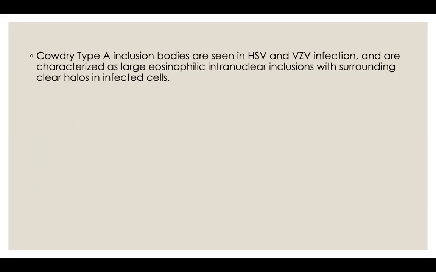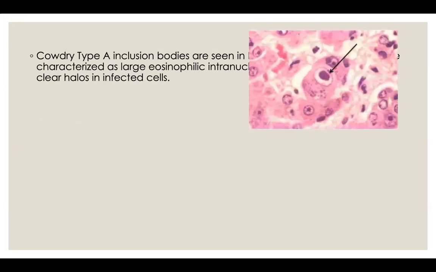As you know, because it's present in the herpes simplex and the varicella zoster infection, and usually they are characterized by the large eosinophilic intranuclear inclusion surrounded by the clear halo. Okay, just remember the histological type of it. Okay.